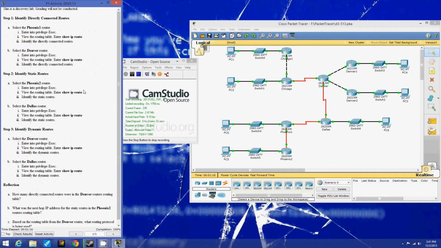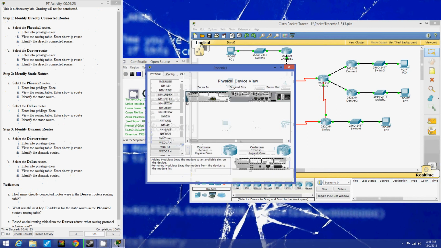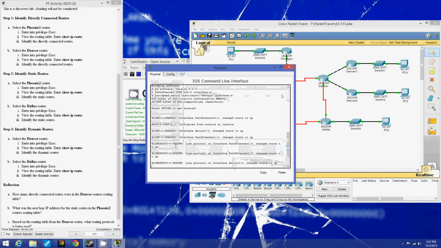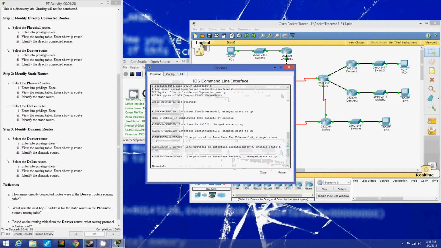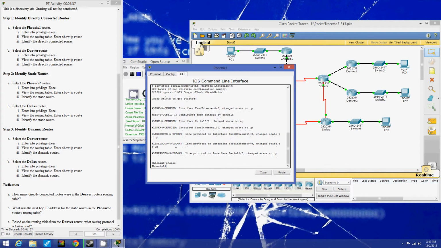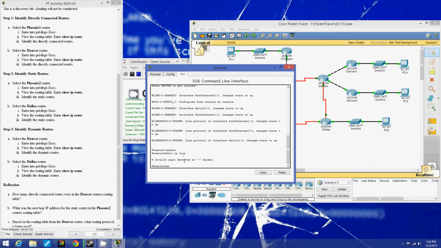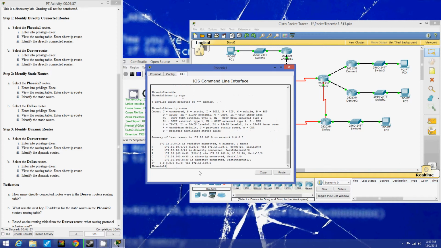So our step one is going to be identify directly connected routes. We're going to select the Phoenix 1 router right here. We're going to go into the CLI. We're going to get into privilege exec mode, so enable. Now that we're in privilege exec mode, we're going to enter the command show IP route. Oh, spelled that wrong. There we go. Show IP route.